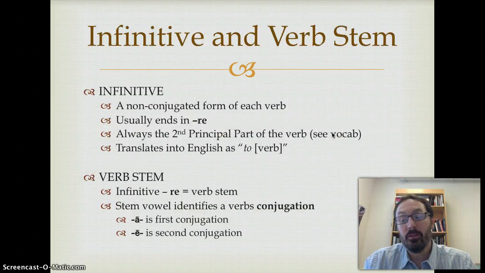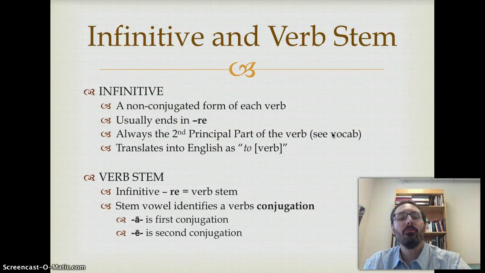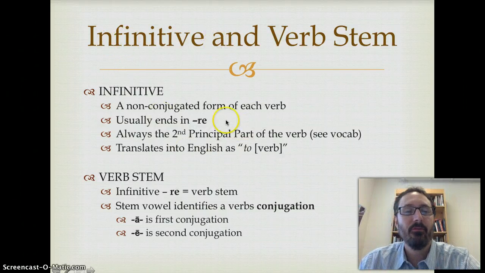So, what do we do with the endings? That's an important question. Well, first of all, we talk about something called the infinitive. The infinitive of a verb is a non-conjugated form of that verb. It doesn't have any of those endings, o, s, t, mus, tis, or unt. It's not conjugated. It usually ends in re and is always the second principal part of the verb, which yesterday I should have talked about vocabulary and discussed that with you just a little bit. The infinitive of every verb translates into English as to verb. Right? So the infinitive of the verb that means love translates as to love, because that's how we translate the infinitive.